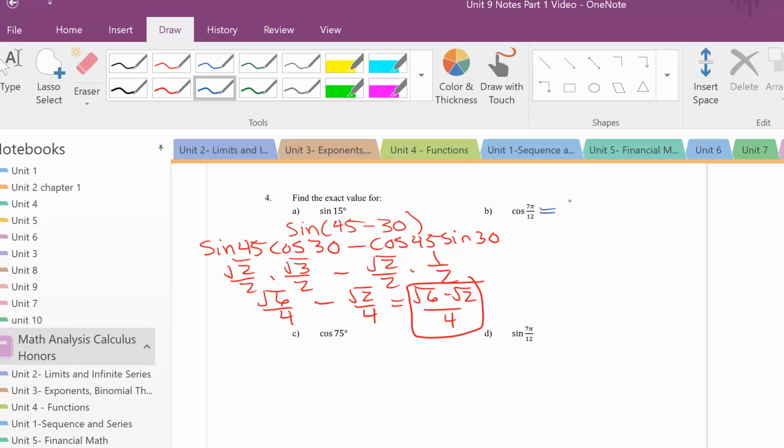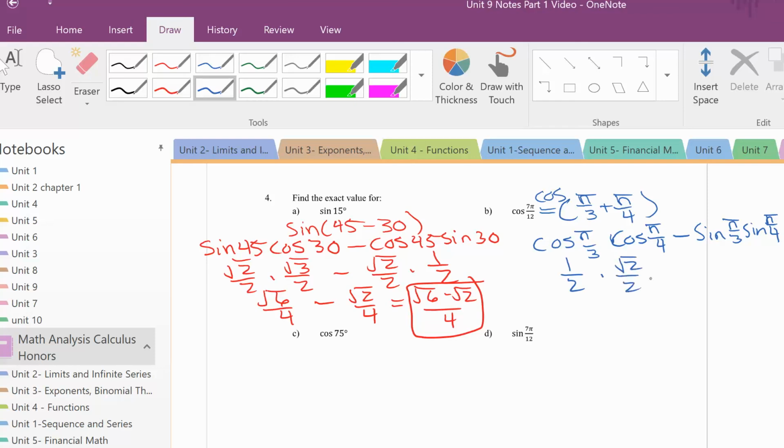So for part B, the two angles in radians that add or subtract to 7 pi over 12, well, you could do pi over 3 plus pi over 4. So for cosine, it's cosine pi over 3, cosine pi over 4, minus sine pi over 3, sine pi over 4. So you get the cosine pi over 3 is 1/2 times rad 2 over 2 minus square root of 3 over 2 times rad 2 over 2. So you get the square root of 2 minus the square root of 6 over 4.